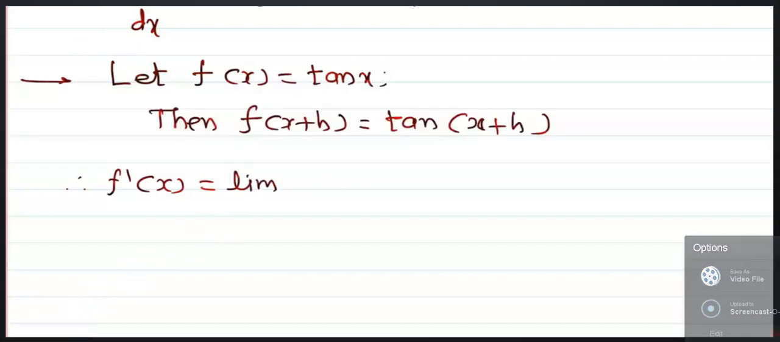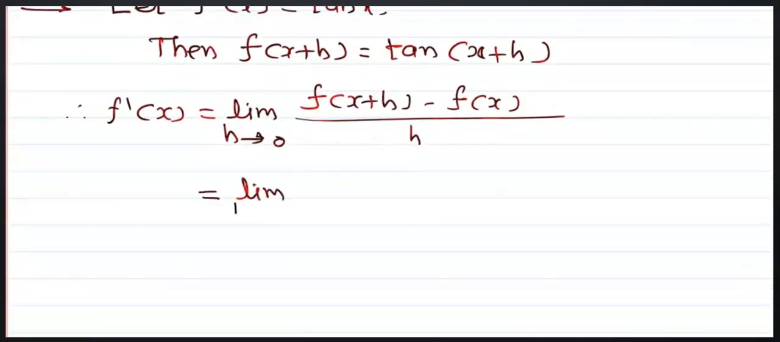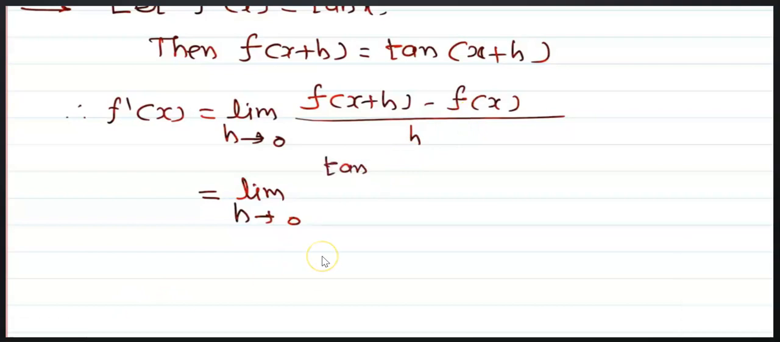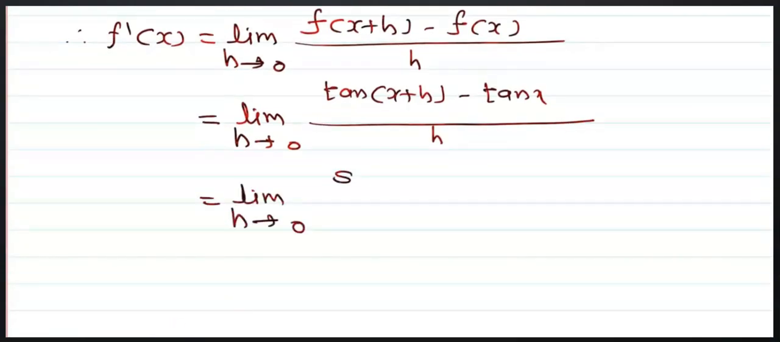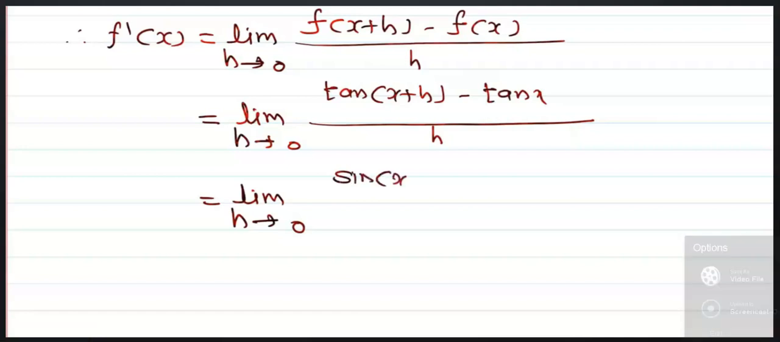And therefore, by the definition of the first principle, f dash of x is equal to f of x plus h minus f of x upon h. Now here it is limit h tends to 0, tan of x plus h minus tan of x upon h. Now this tan of x plus h can be written as sine of x plus h upon cos of x plus h minus sine of x upon cos of x. Now see this here.